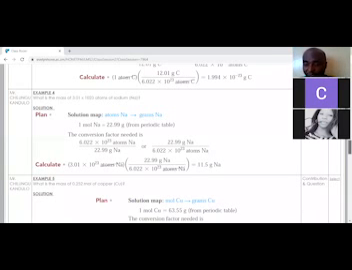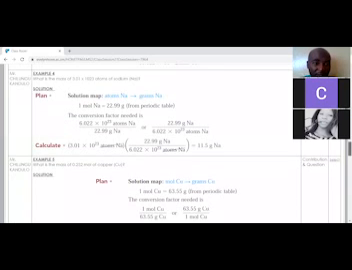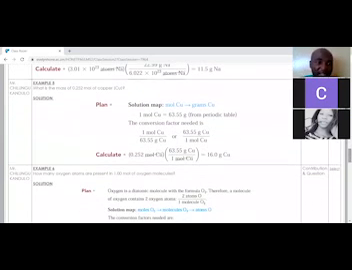So number 4, number 5. The same things, guys. Very monotonous stuff. What is the mass of 0.252 moles of copper?